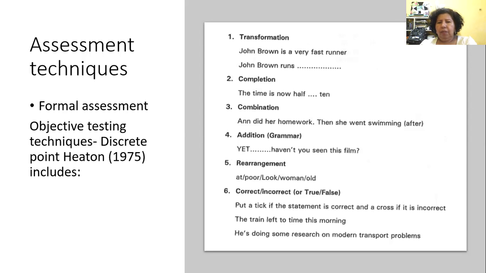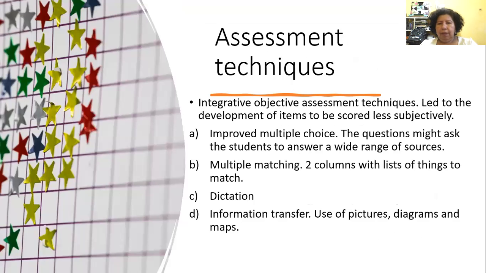Put a tick if the statement is correct, and a cross if it is incorrect, okay? And then we have the sentences. So these are some types of discrete points. It means that there is only one type of answer which is correct. That's why it's discrete point. These sentences are either correct or incorrect. There is no more. That's why we can know it is an objective testing technique. There are no more doubts or subjective elements.